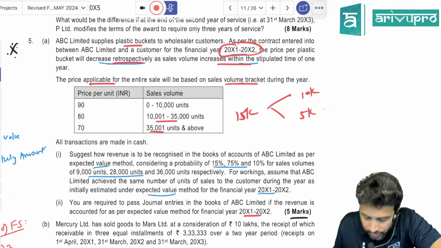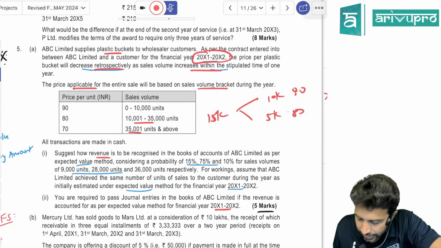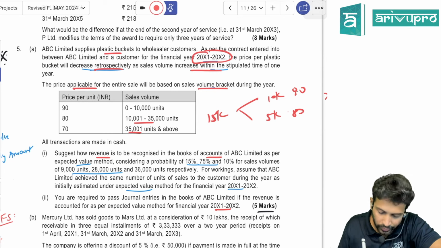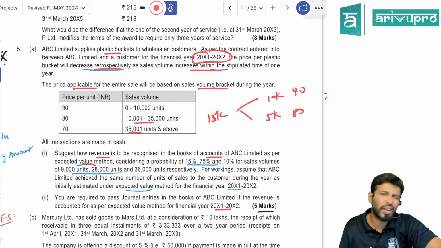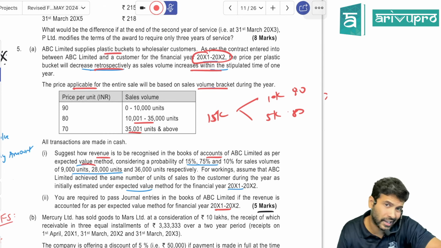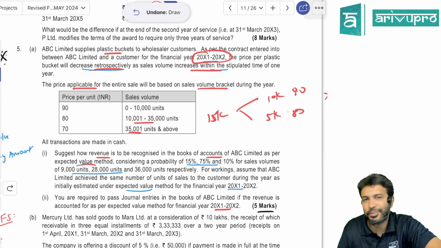Sorry for that. Suggest how revenue is to be recognized in the books of ABC. All right. As per the expected value method. So we have two methods, expected value method and most likely method. So here they're asking us to use the expected value method.